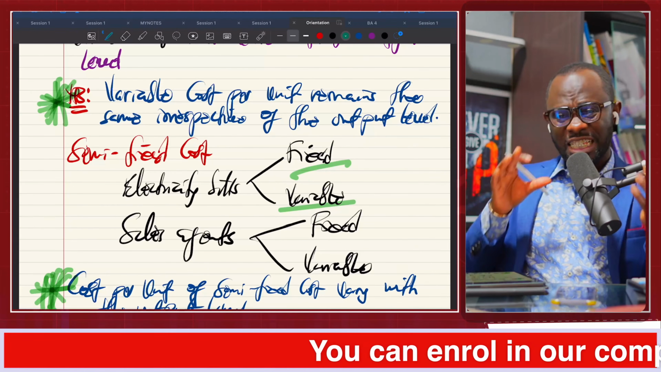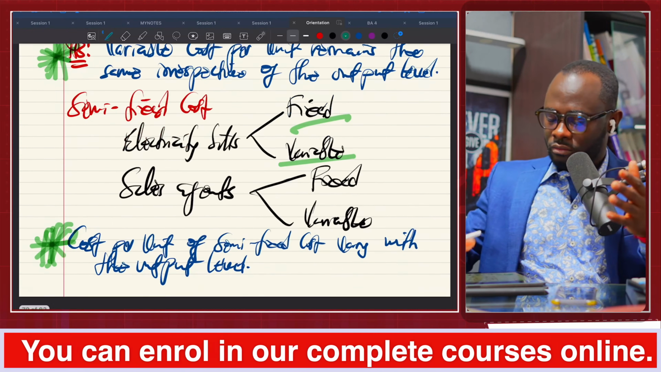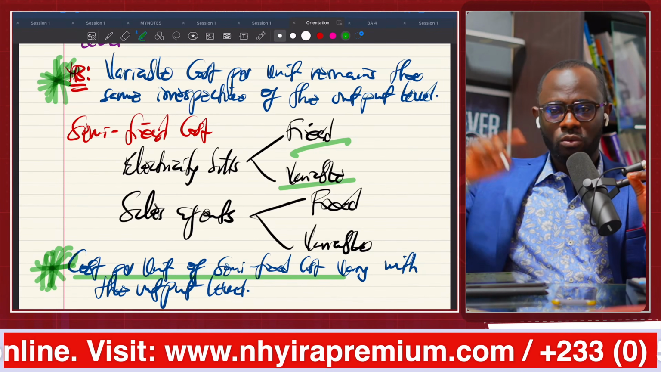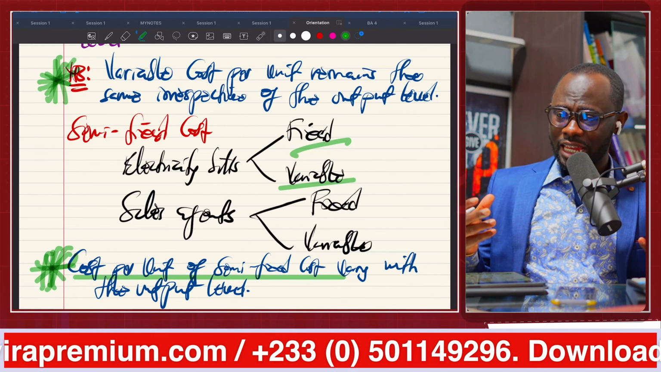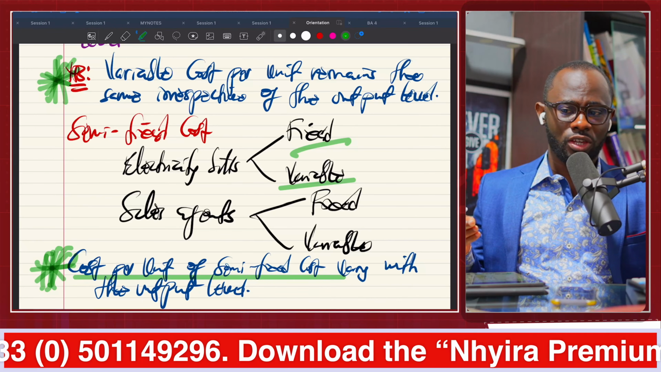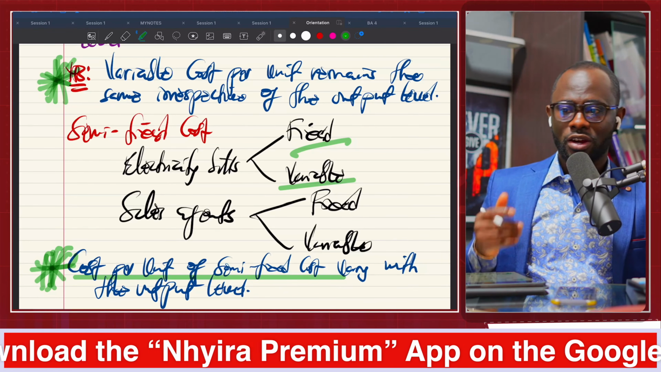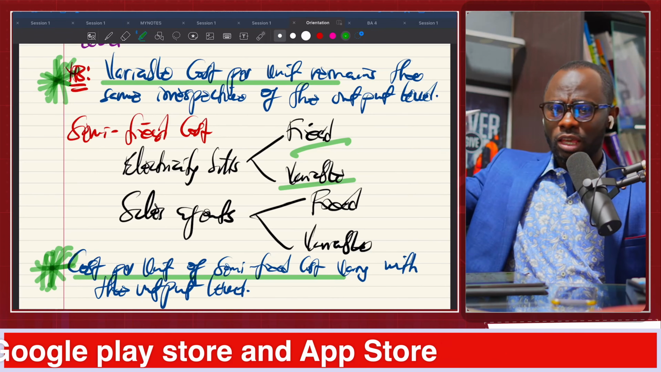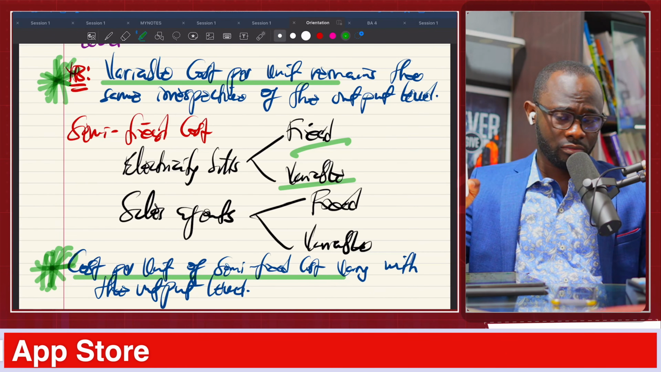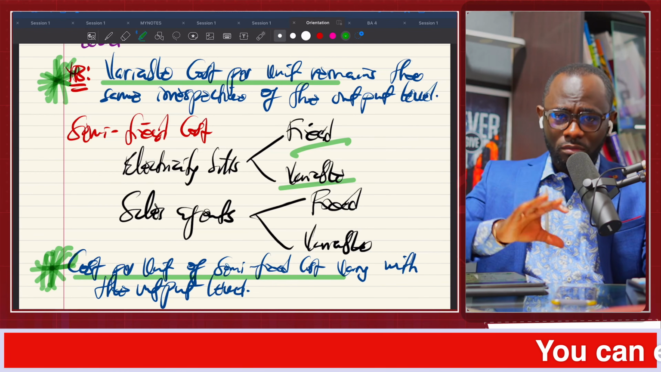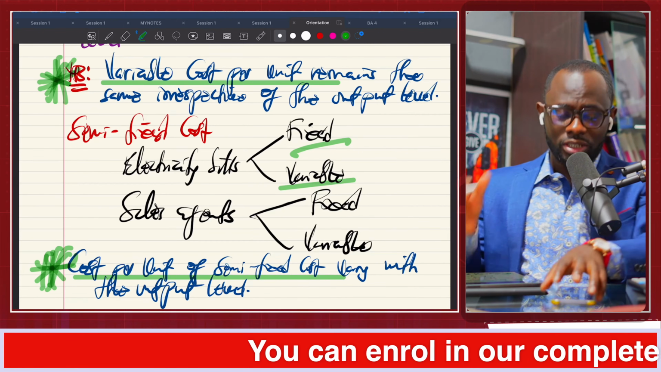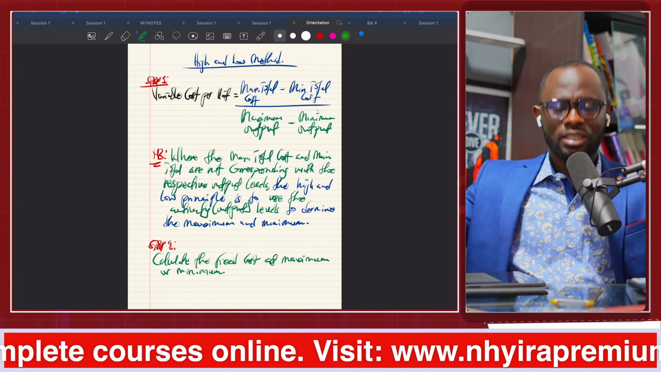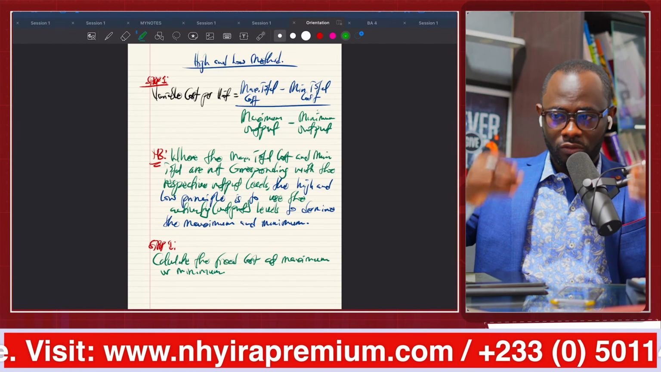So when we have semi-fixed cost, how do we know something is a semi-fixed cost? When the cost per unit of that item varies with the output levels, then it is going to be seen as a semi-fixed cost, because it will have a fixed component and a variable component. If it is a variable cost, then the cost per unit will remain the same irrespective of the output level. Now, once we have established that the cost is semi-fixed, semi-variable, it means it has fixed and variable components. How do we split it? We then use the high and low method to do the split. These are the things you must understand about classification of cost.